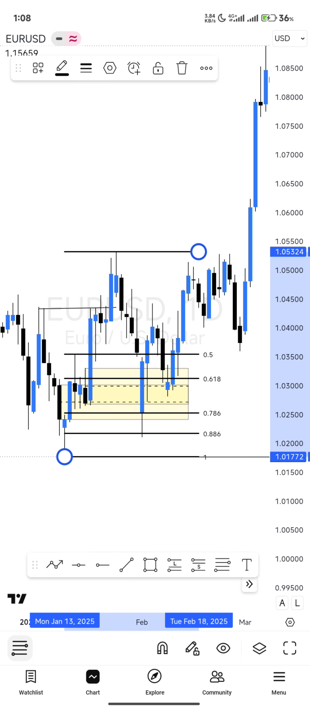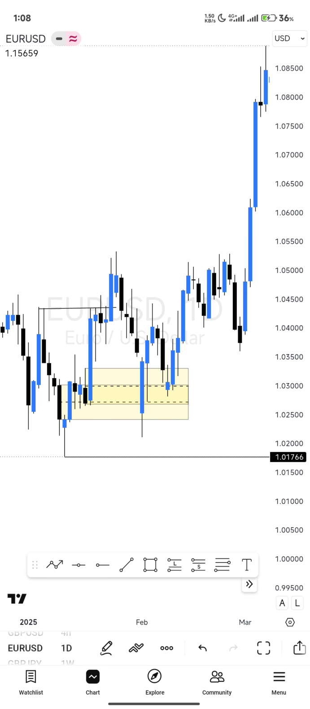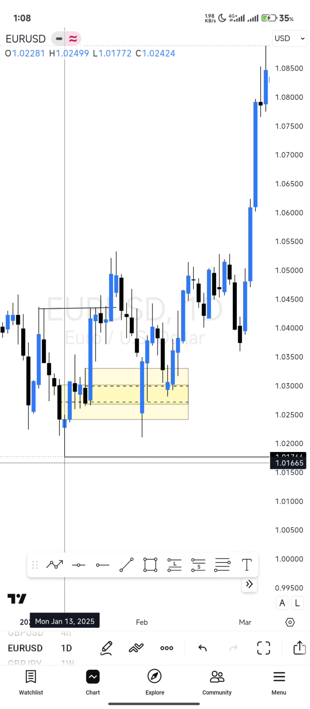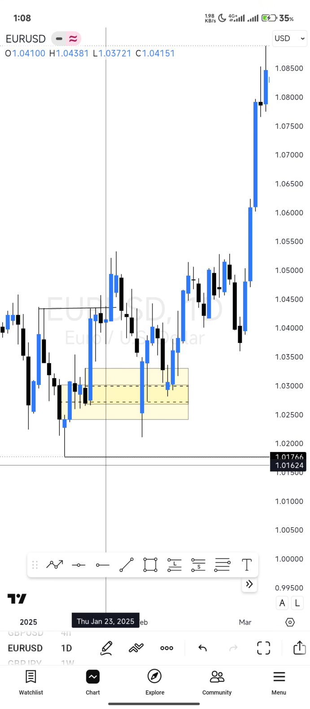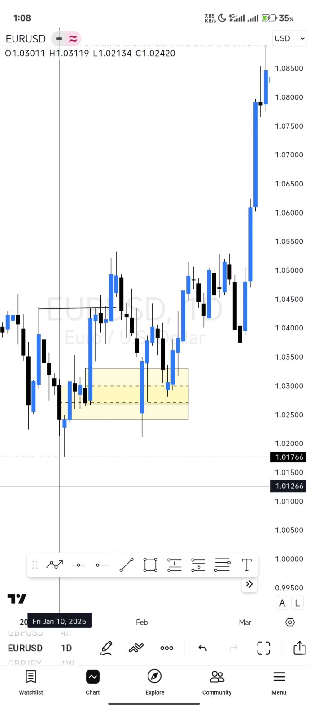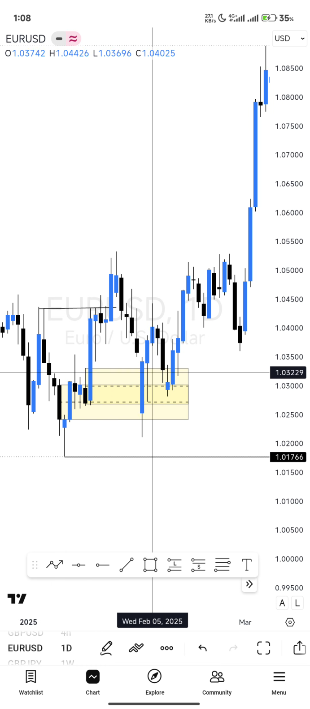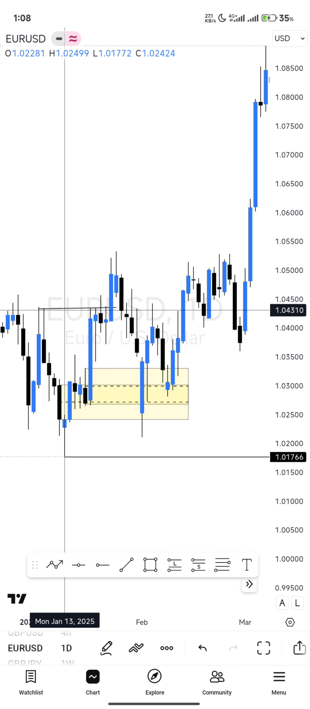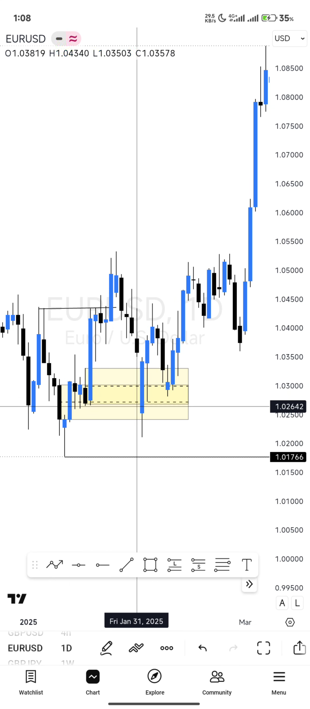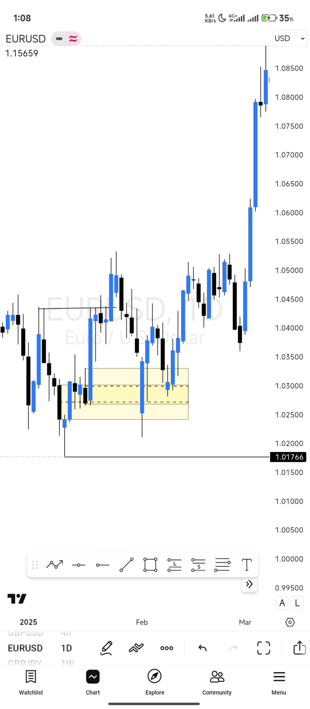Let me take out this Fibonacci. So this is where we do not want to see price go below this low. If price goes below this low, this order block is no longer valid. So as long as price stays above this swing low, buying is still valid because we have a shift in the market structure. There's an order block from here, and this is where we expect the market to buy. And your guess is as good as mine.